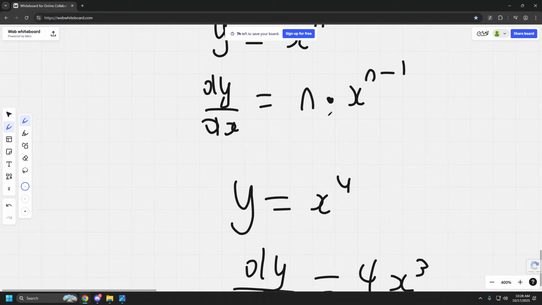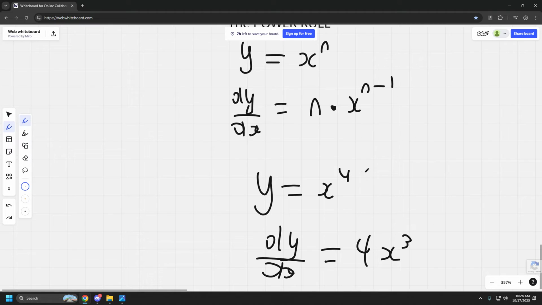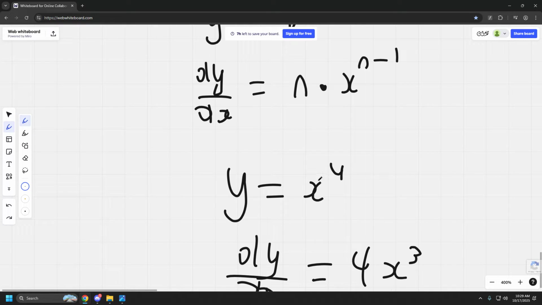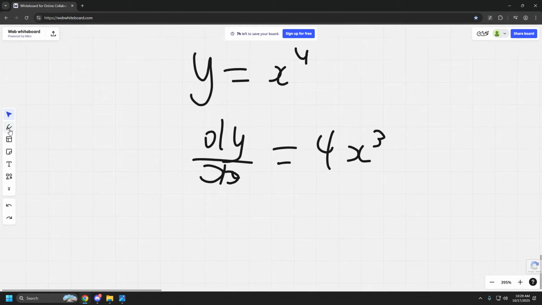As you can see, you put n at the front and you reduce the power by 1. So it would literally just be 4x to the power of 3. Let's do one more example, just so I know you understand.